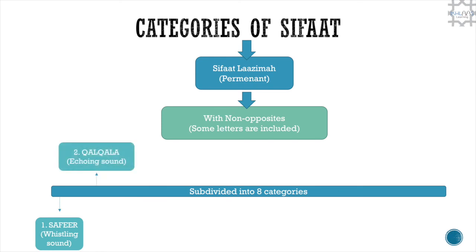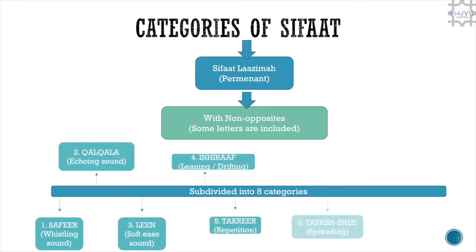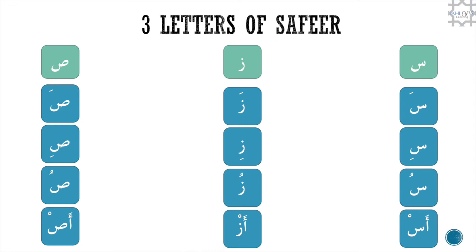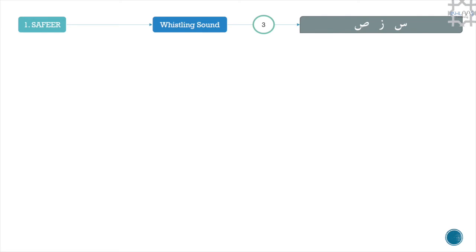Safir, qalqalah, leen, inhiraaf, takreer, tafash-shee, istitaalah, and ghunnah. There are 3 letters of safir: sin, za, sad. As, az, as. So you can hear the whistling and the buzzing sound. So safir is the whistling sound. We have 3 letters: sin, za, and sad.